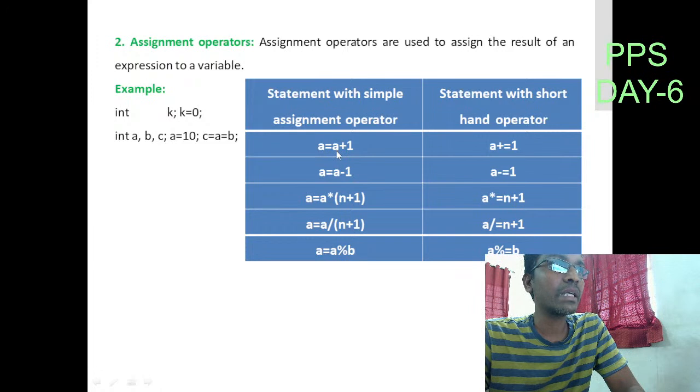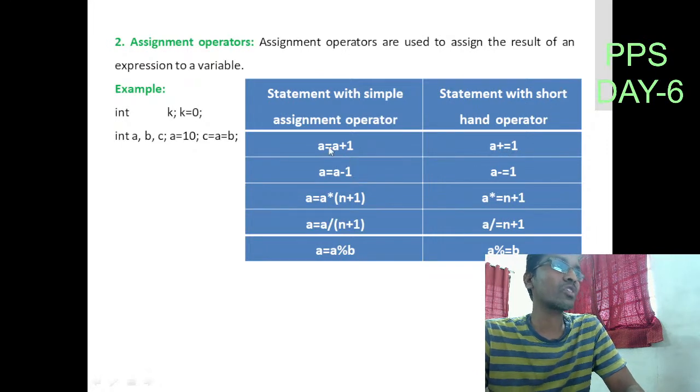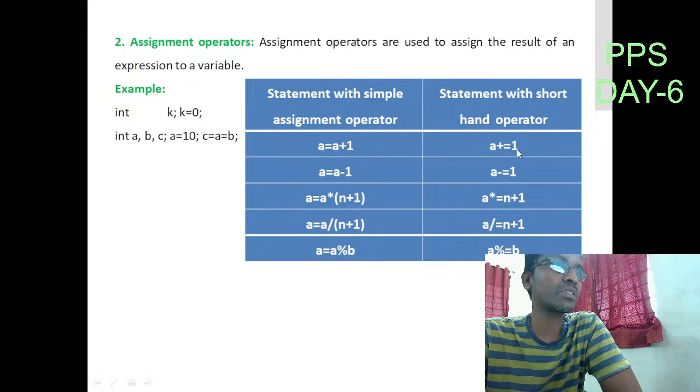So it is not required to repeat the right hand side variable or letter on the left hand side. If you use the same variable or identifier, then you write a plus is equal to 1, and it is written only one time. That's why it comes under shorthand operators. So for this expression, you write a plus is equal to 1.